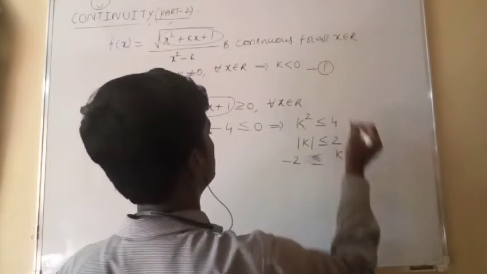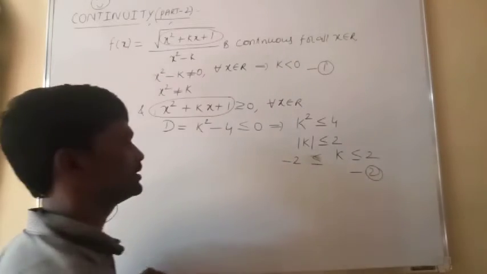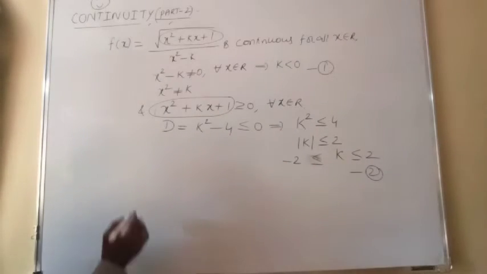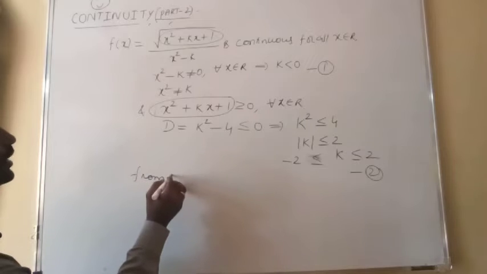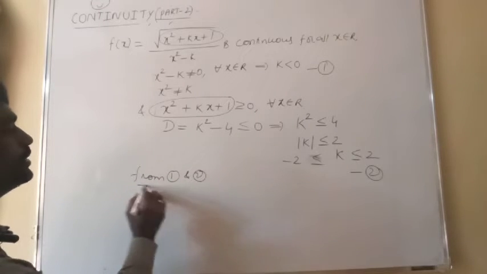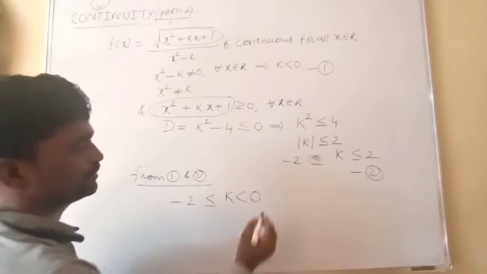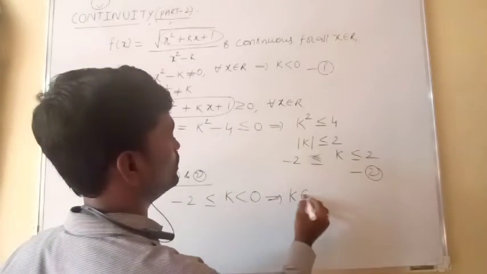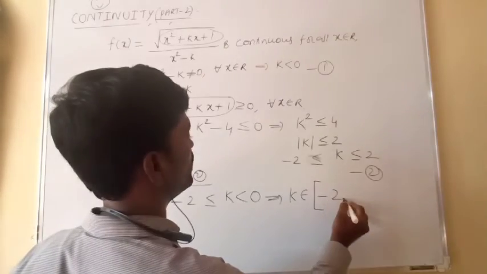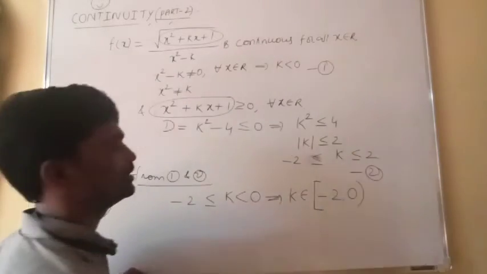So from the first condition k should be negative. From the second condition k should lie between minus 2 and 2. So from 1 and 2 what is the common? So minus 2 less than or equal to k less than 0. That is k belongs to the left closed right open interval of minus 2 comma 0.